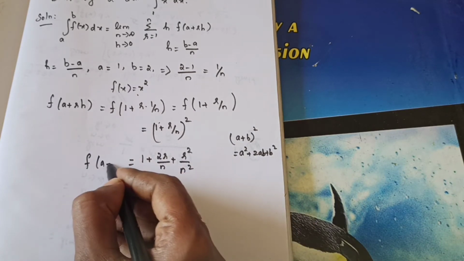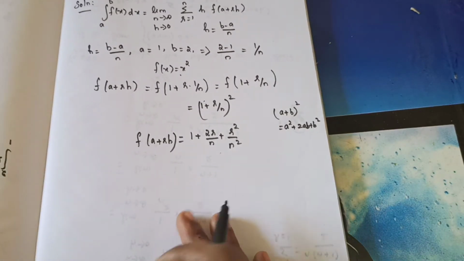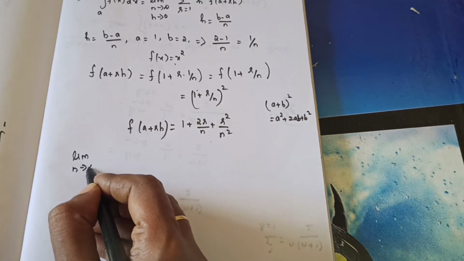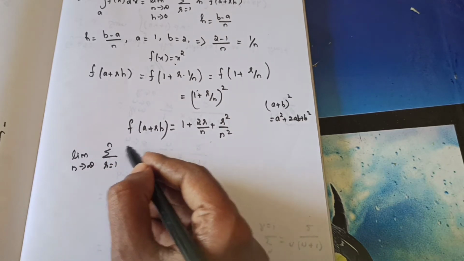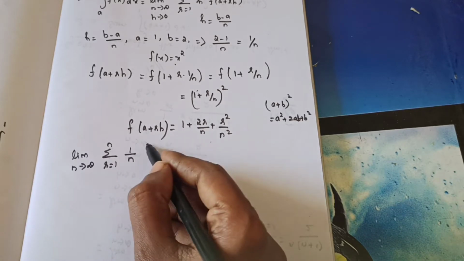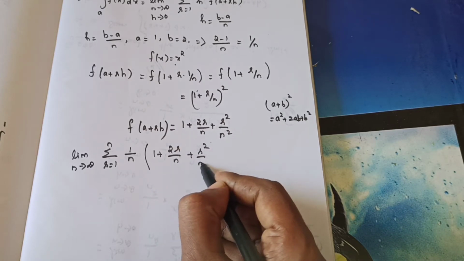This is the value for f of a plus rh. Understand? f of a plus rh is equal to 1 plus 2r by n plus r square by n square. Next, what will you do? Substitute in the formula: limit n tends to infinity, summation r equal to 1 to n, h value is 1 by n, is it right? So 1 by n into 1 plus 2r by n plus r square by n square.